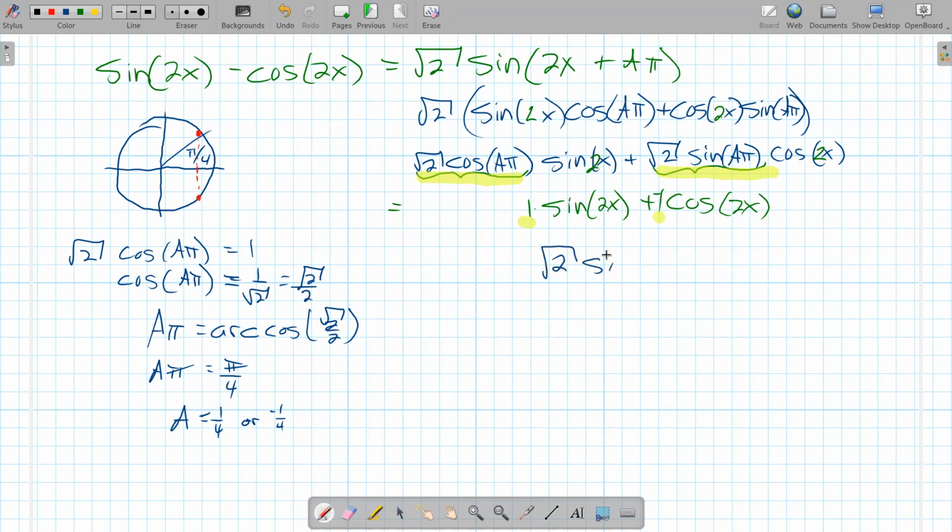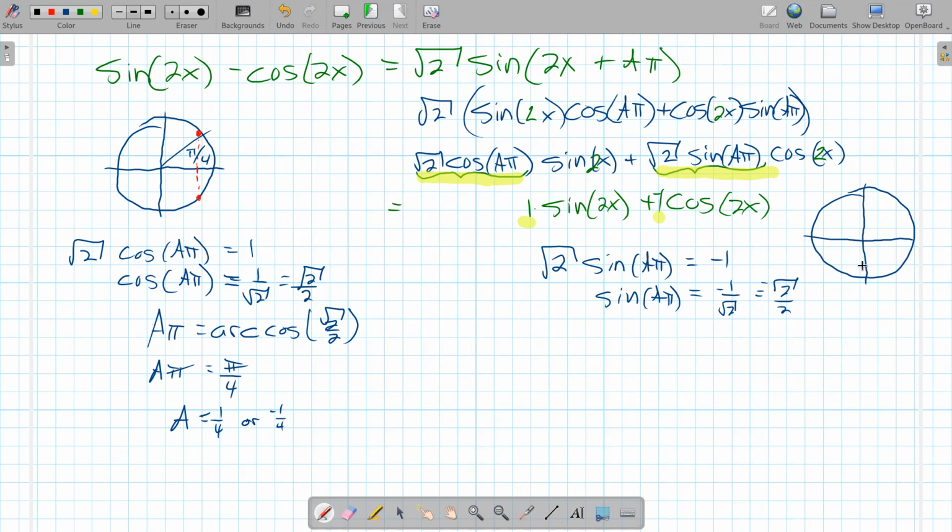Square root of 2 sine of a pi has to equal -1. So sine of a pi has to be -1 over the square root of 2, which is the same as negative square root of 2 over 2. And thinking about the unit circle there, sine is a y value on the unit circle. So negative square root of 2 over 2 would be down here. And that would lead to this point or that point. And the arc sine only knows about angles over here between negative pi over 2 and pi over 2. So it's going to reply with negative pi over 4.